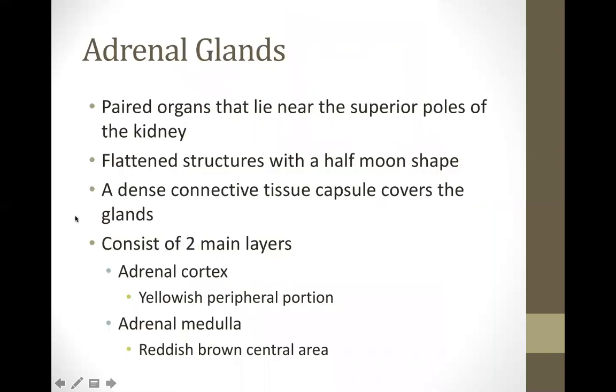All right. So the next organ of the endocrine system would be the adrenal glands, also known as your suprarenal glands. They are paired organs that lie near the superior poles of the kidneys. They are flattened, half-moon-shaped structures with a dense connective tissue capsule covering the entire gland. They consist of two main layers: the adrenal cortex and the adrenal medulla. As you know, the peripheral portion is the cortex, and the medulla is the central area.